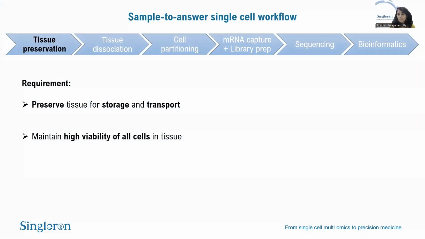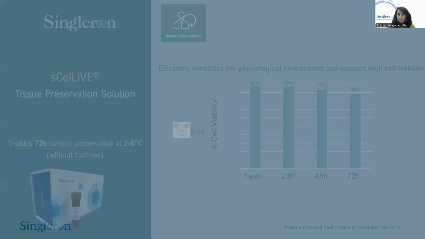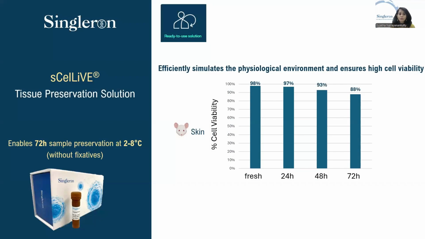For starting off your experiment, you need to preserve the tissue, either because you want to store it since you've got a lot of samples to collect, or because you have to transport it from where it's been harvested to a lab setup. You also need the solution that you work with to preserve the viability of the cells. For single cell sequencing, your cells have to be alive. So it needs to be in an environment that mimics the physiology of the living setup. And so we have a tissue preservation buffer solution.